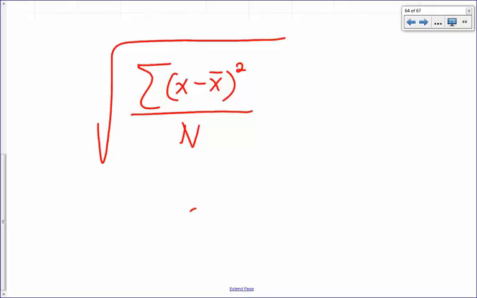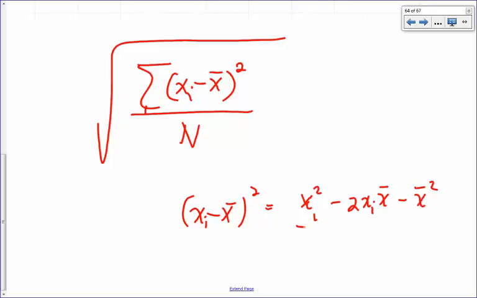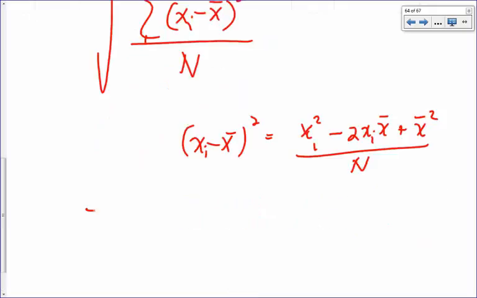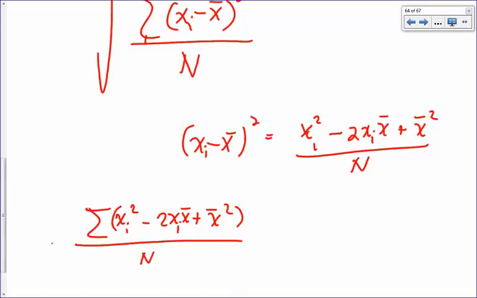So let's expand. What is x minus x bar squared? This is the sum over i. What would that be? x of i squared minus, a perfect square binomial, minus 2 x of i x bar plus x bar squared, over n. Okay, so we can simplify this expression. We can expand the expression inside. Summation of x of i squared minus 2 x of i x bar plus x bar squared, divided by n. And you're going to take the square root of that.